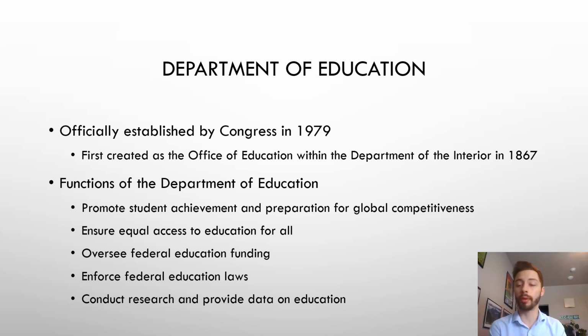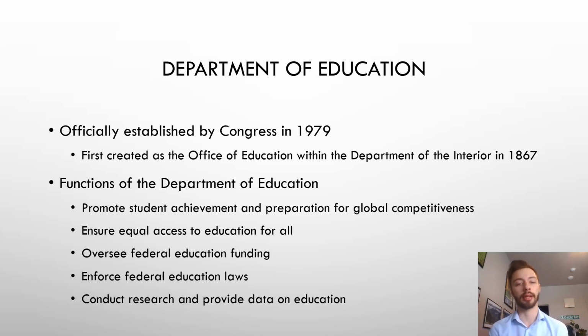So when we look at the Department of Education, simply put, some of the functions include promoting student achievement and preparation for global competitiveness. It's how we make sure that throughout the entire United States, we are competing on the international stage when it comes to our academia. We also ensure equal access to education for all. We need to make sure that resources are accessible to people in low-income communities. We also have to see that the Department of Education oversees federal education funding, how these funds are allocated. We can't have funds exclusively going to the regions in which we have the most wealth already present. We need to make sure these are equally distributed.